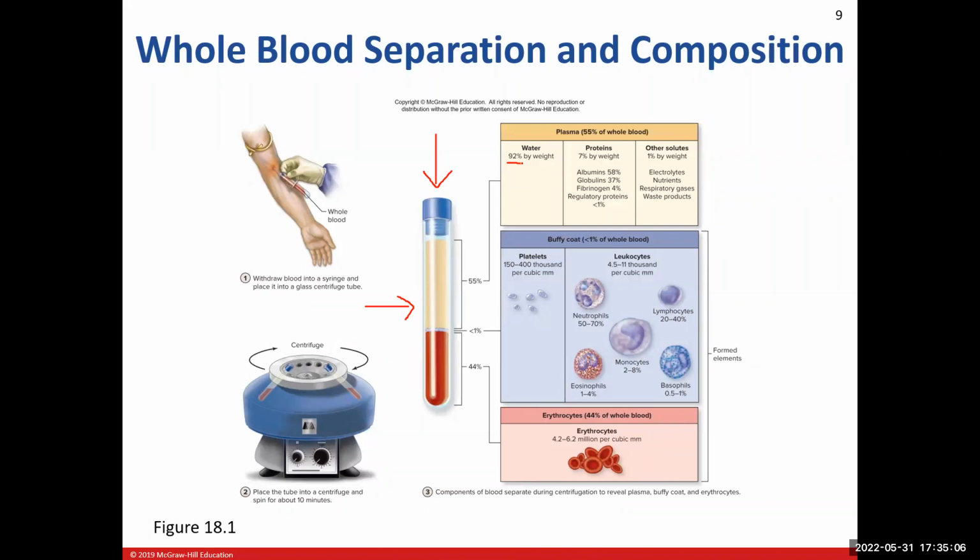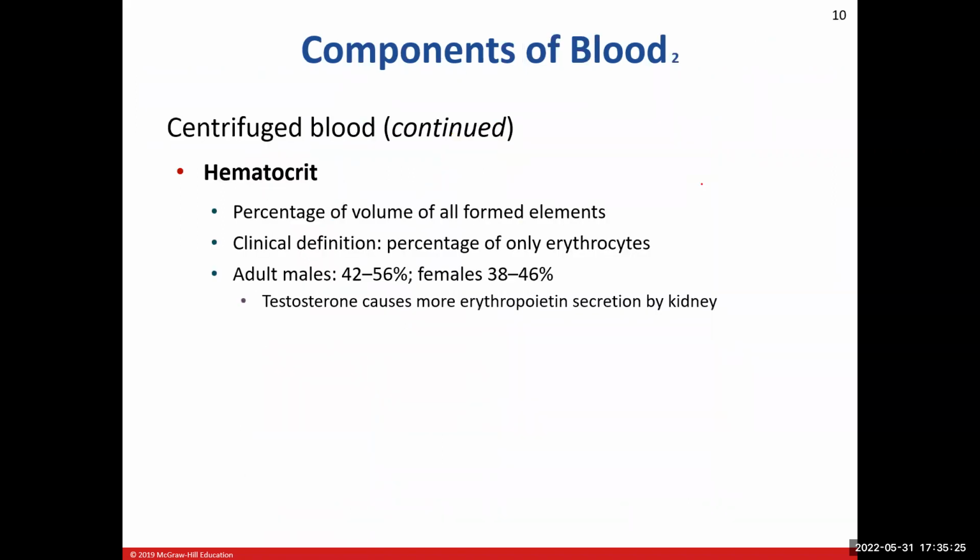But then when we're looking at our 1% of other solutes, that's where we start to get into those ions and those different solids I was talking about, electrolytes. That includes sodium, potassium, right? Different nutrients, not including our respiratory gases, and then our waste products like ammonia or urea. So again, you can see that our blood carries quite a bit of stuff.